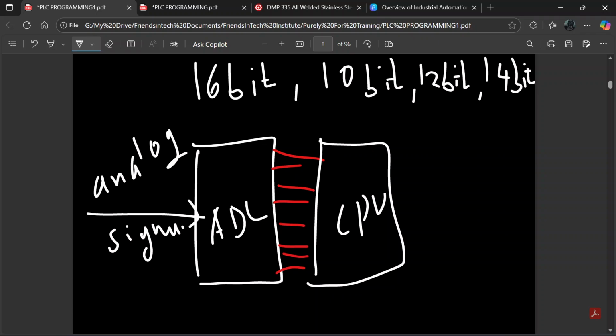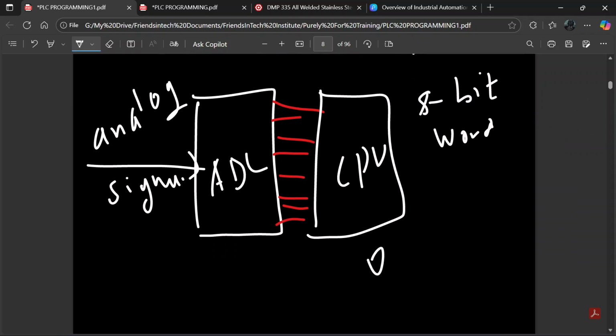So this is a word, 8-bit, okay? It's a word, 8-bit. So it converts the analog signal into an 8-bit word. That is in this format 0, 0, 0, 0, 0, 0, 0, 0.